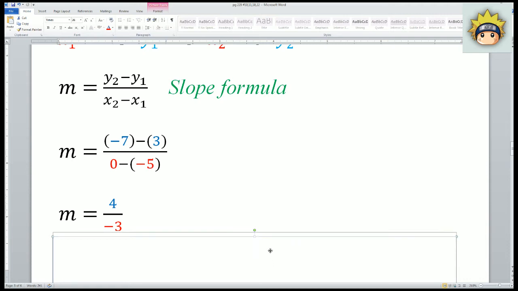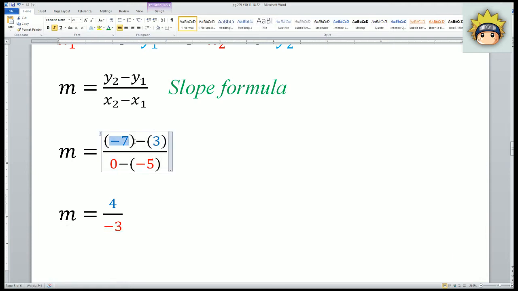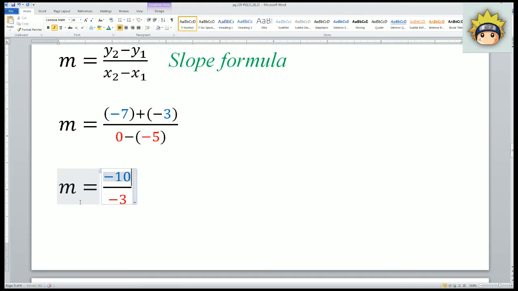Okay, let's do my substitution here. What is negative 7 minus 3? Another way you could think about this is it's adding a negative. So negative 7 plus negative 3 gets me negative 10. And on the bottom, minus a negative 5 is the same thing as adding 5, right? So that just becomes 5.